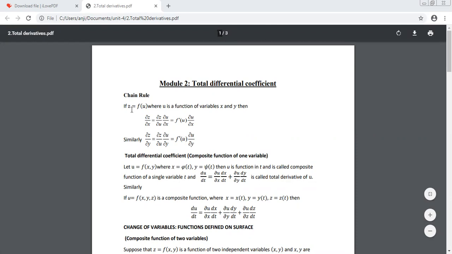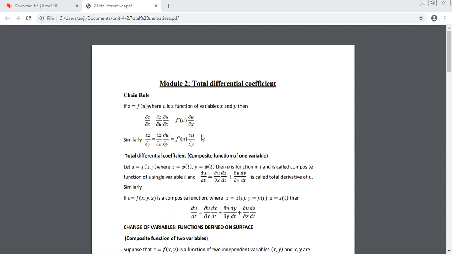If z is equal to f of u, where u is a function of variables x and y, then ∂z/∂x is equal to ∂z/∂u into ∂u/∂x, that equals f dash of u into ∂u/∂x. Similarly, ∂z/∂y is equal to ∂z/∂u into ∂u/∂y, is equal to f dash of u into ∂u/∂y.